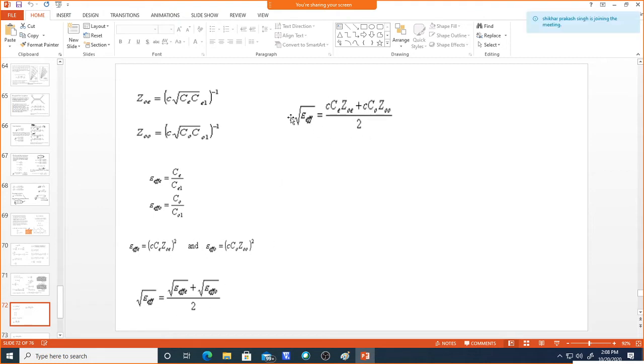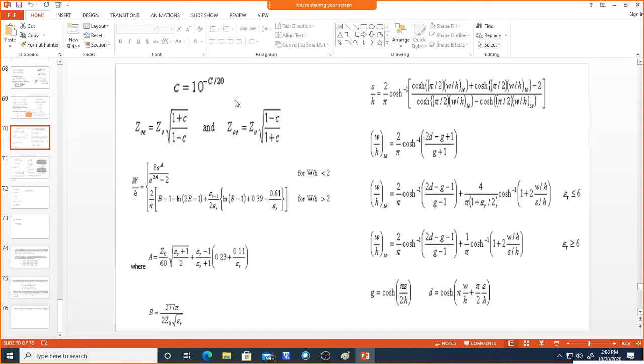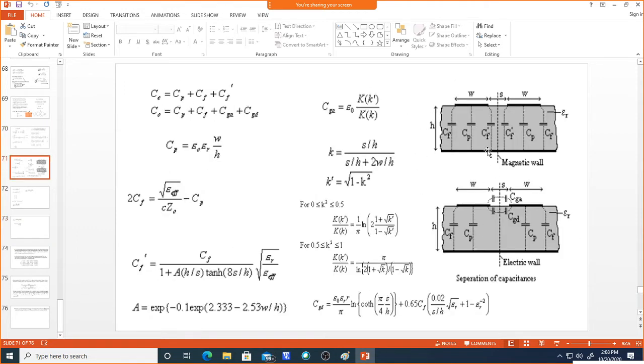Once you find this effective epsilon, you can find the length of the coupled line using lambda by 4, so length equals lambda by 4. This lambda is nothing but C by F into root of effective epsilon, that is lambda g, the guided wavelength. These are the two methods: either you can use the graphical method or the equivalent circuit method for finding the spacing as well as the width of the line.